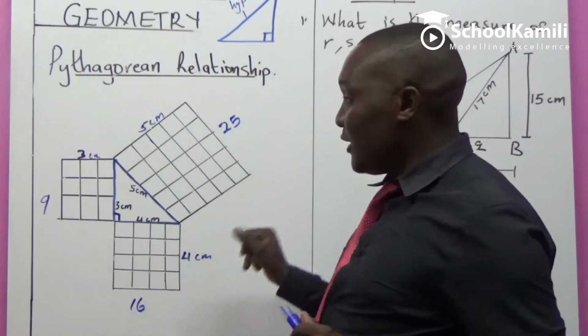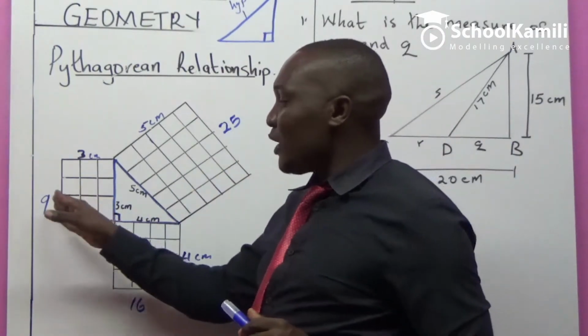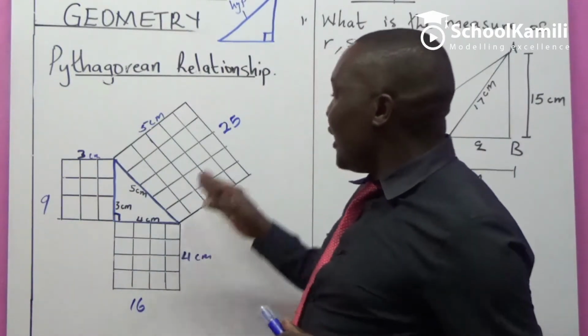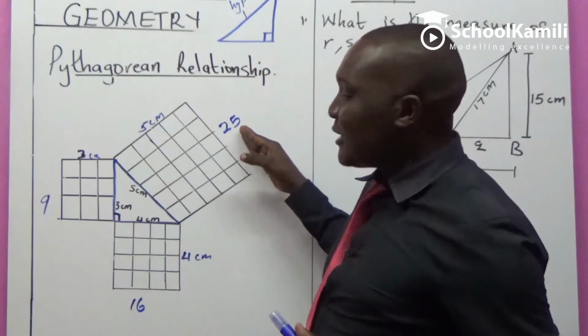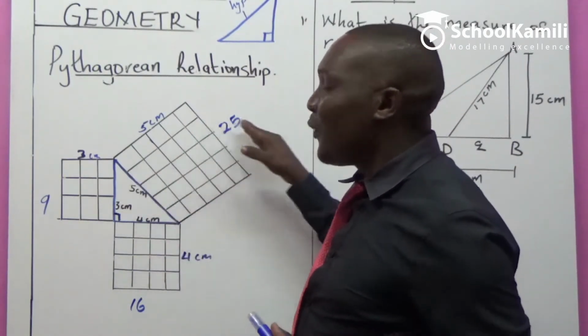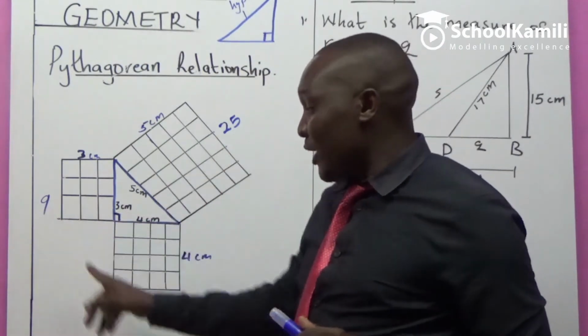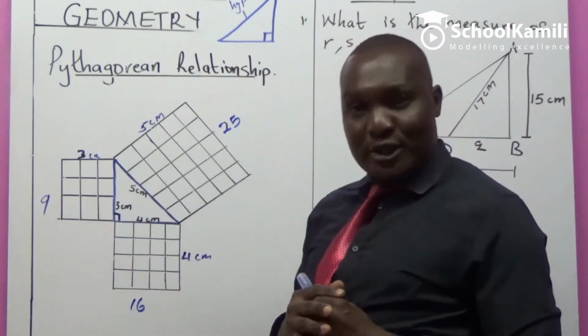I don't know whether you are seeing that the number of small squares on this side plus the number of small squares on this side will give me the number of small squares on the hypotenuse side. Which is very true. 9 plus 16 will give me 25.